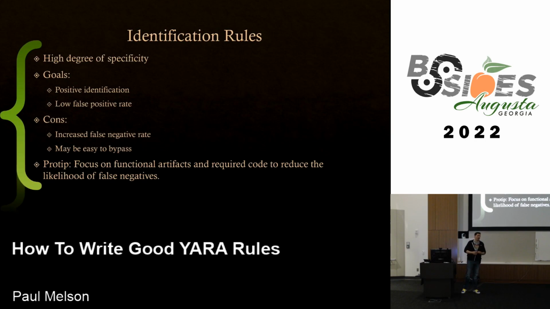So when I think about identification rules, I definitely want to focus on those functional artifacts and required code to reduce the likelihood of false negatives. You really want to hook into what those capabilities are, so that in order to bypass a piece of detection, the author has to change not just the metadata and arbitrary values that don't mean anything. It's not that you shouldn't use those, but you shouldn't use only those, because if you can hook into functional code, now they have to change how their tool works. And at the end of the day, if you can make an adversary change how their tool works every time you write detection, you're eventually going to exhaust their resources and win.